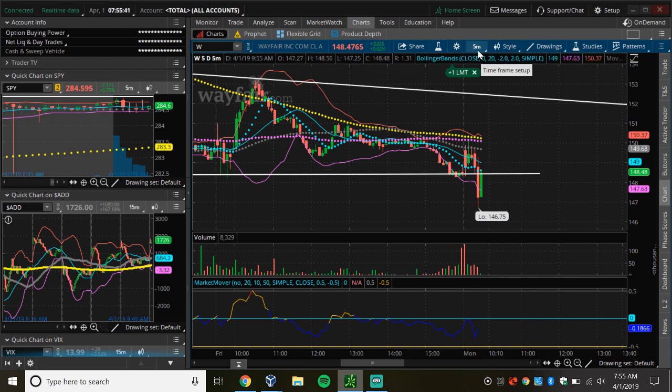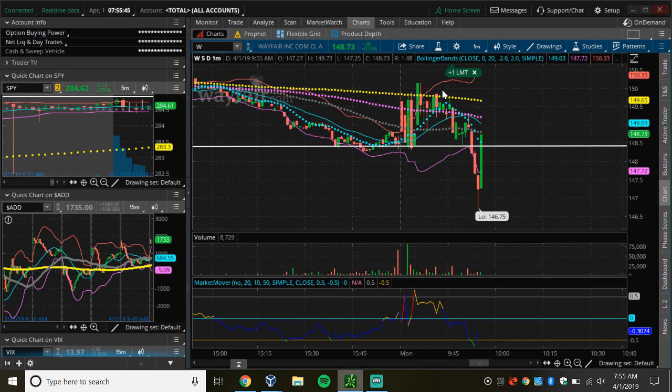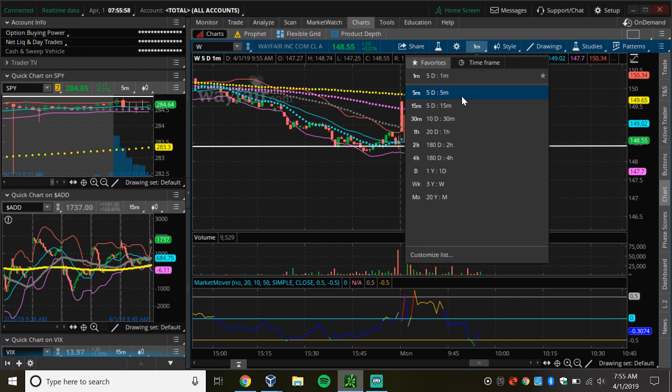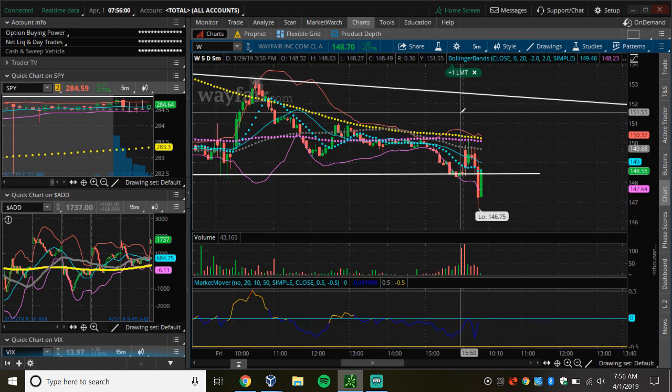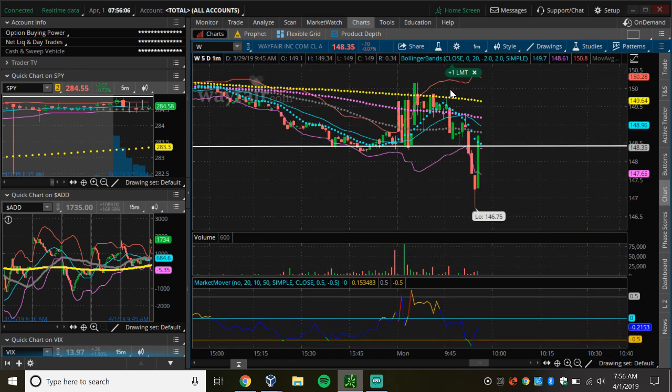148.70. What the heck? That's such a big green candle. We need big rejection now. We need a big rejection. So we still have moving averages in the way. I just think this is going to be rejecting it pretty fine soon.